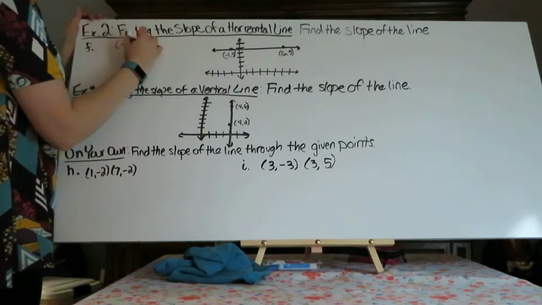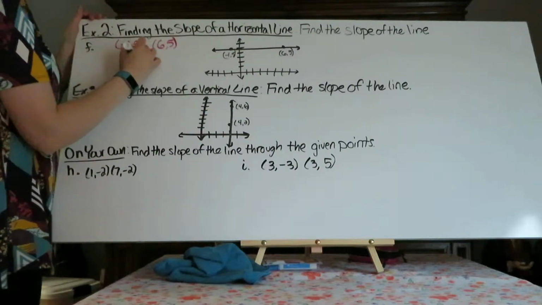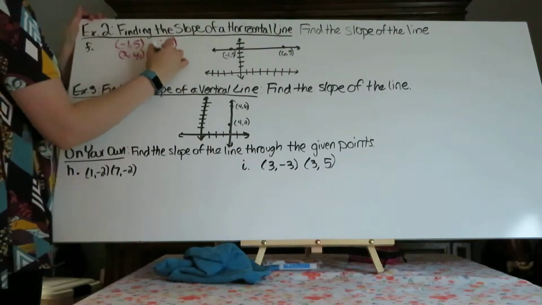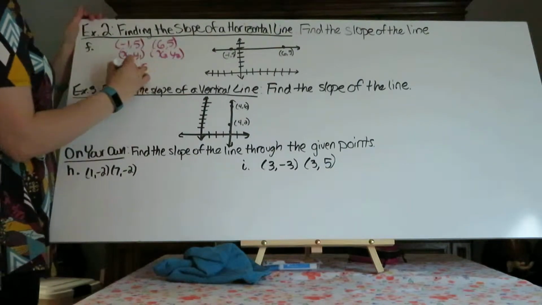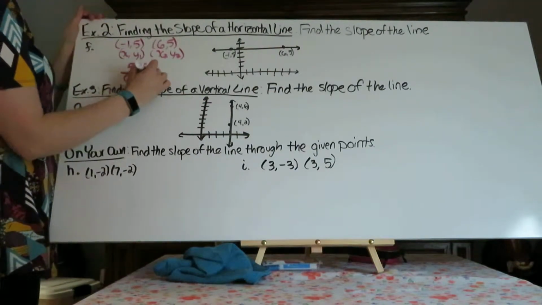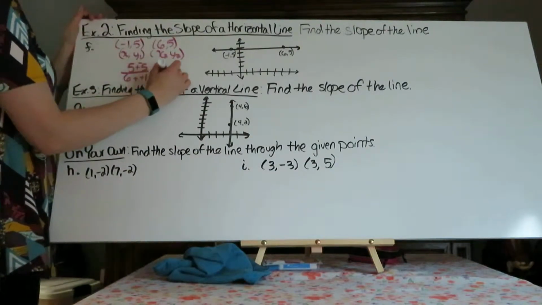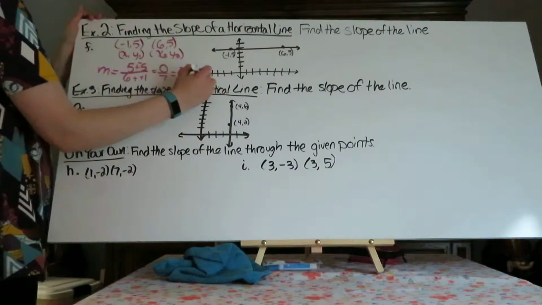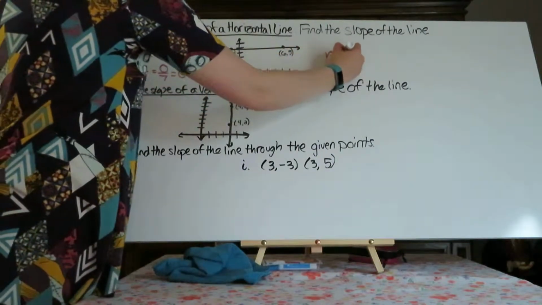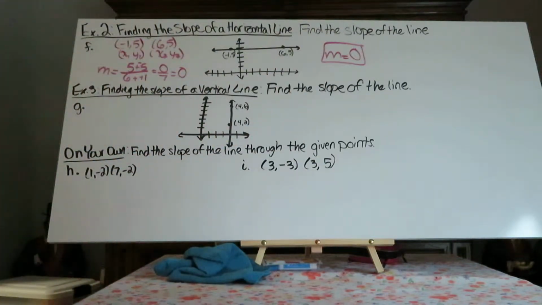So negative 1, 5, 6, 5. x1, y1, x2, y2. 5 minus 5 divided by 6 minus negative 1. Add the opposite. You get 0 divided by 7 equals 0. So that's our slope. So slope equals 0. We did cover that in the last lesson, that anytime you have a horizontal line, the slope is going to be 0.